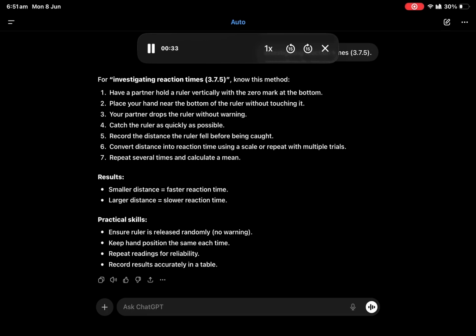Results: smaller distance equals faster reaction time. Larger distance equals slower reaction time. Practical skills: ensure ruler is released randomly, no warning. Keep hand position the same each time. Repeat readings for reliability. Record results accurately in a table.